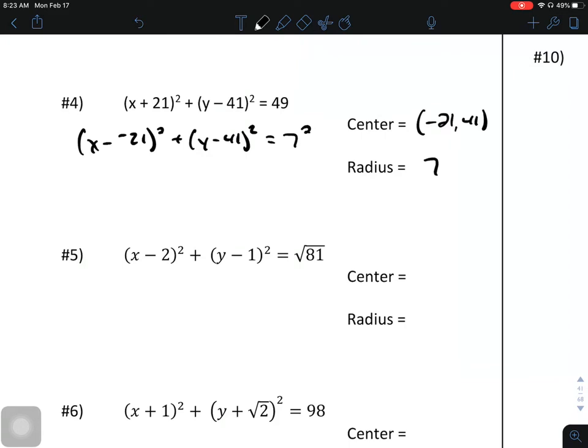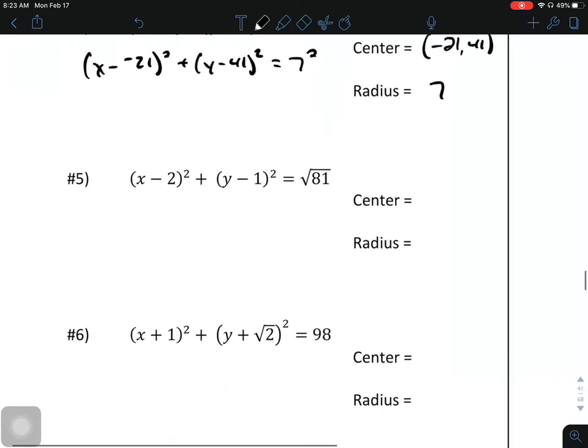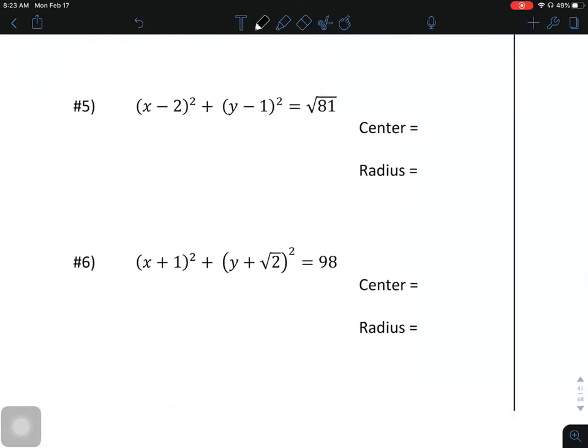This next one's a little tricky. It can get you. If we rewrite this one, it would be x minus 2 quantity squared plus y minus 1 quantity squared. Now this says the square root of 81. So what's on the right side? What's the square root of 81? Well, that's 9. 9 is the same as 3 squared. So the center for this is (2, 1), and the radius is the square root of 3 squared, which is 3.